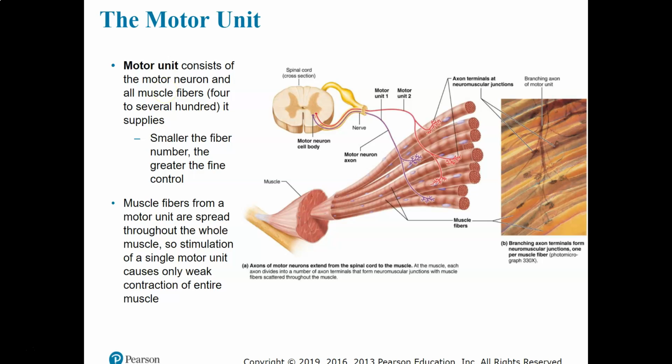The muscle fibers within a motor unit are actually spread throughout the whole muscle. So stimulation of a motor unit only causes a weak contraction of the entire muscle. So you're not stimulating one part of a muscle and then another part of a muscle. You're actually stimulating all throughout the muscle, even if you're only activating one motor unit.